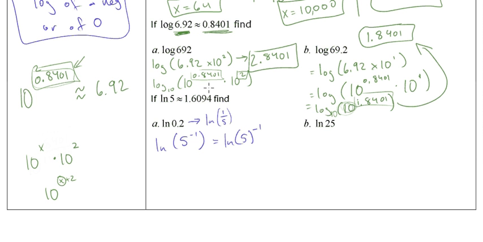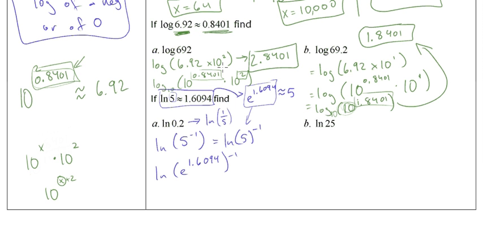And we know what 5 is based on this information right here. What is 5? Well, let's convert this into exponential form. That is base e to the 1.6094 power is roughly equal to 5. And so we can substitute this in for 5 now. So we're going to have the natural log of e to the 1.6094 power to the -1.